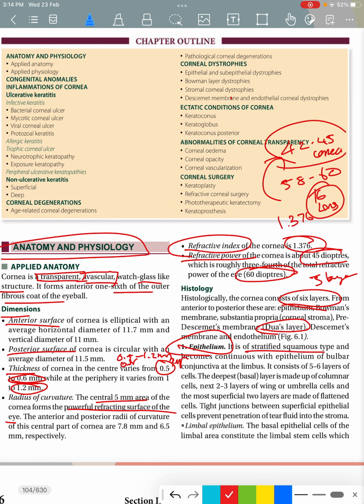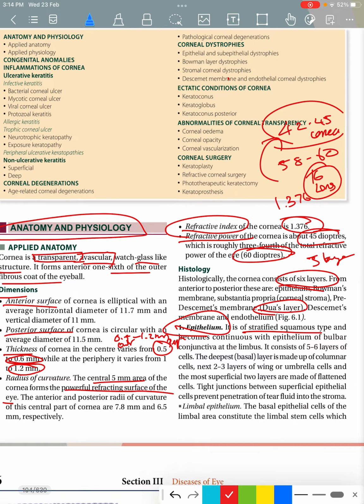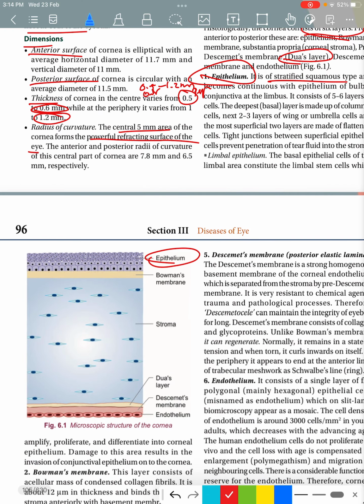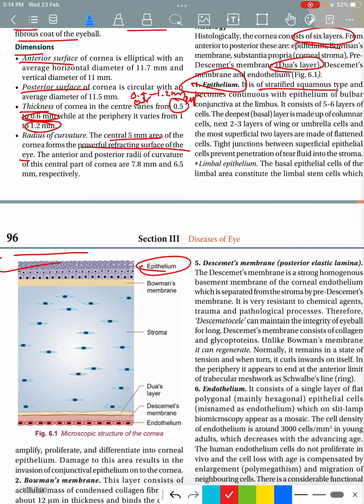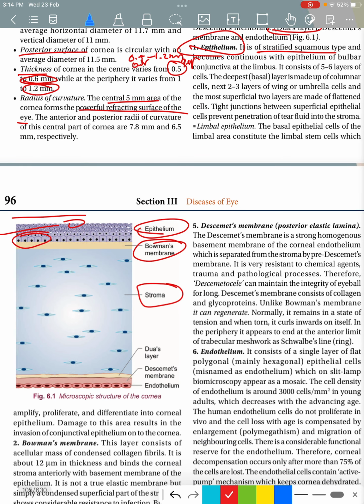Let's see the structure. This is the epithelium, which contains stratified squamous epithelium. Then the deepest layer is formed of columnar epithelium. Then there comes Bowman's membrane. Then comes the stroma, which is the largest part. Remember, this is the first layer, second, third. This is not the fourth one. This is the fourth layer, then fifth, then sixth, because it was identified last, so it is known as the sixth layer. So there are totally 6 layers in the cornea.